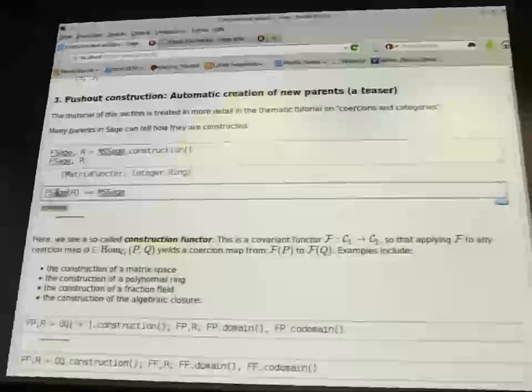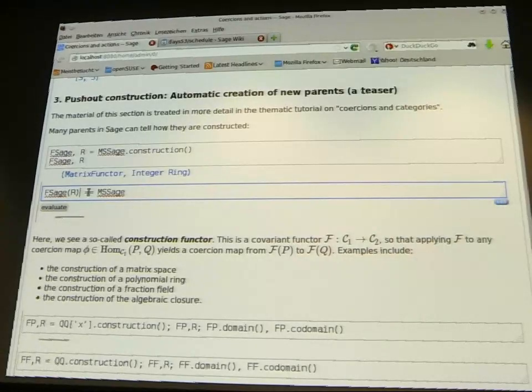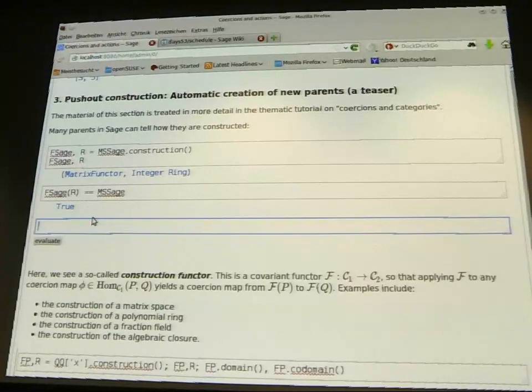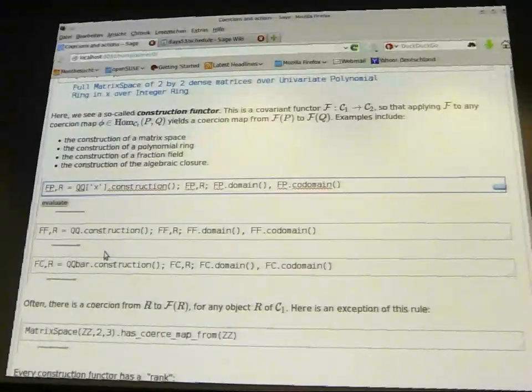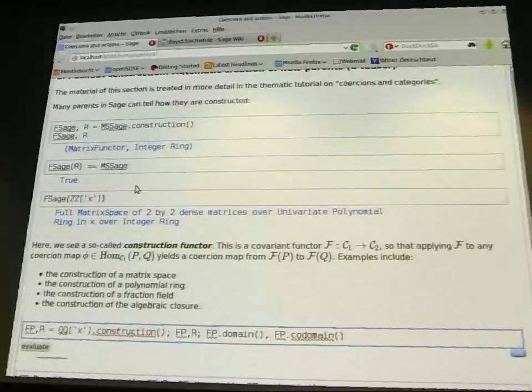So if you apply this functor to the base ring, then you recover the original ring, but you could also apply the same functor to a different base ring, for example to some polynomial ring, and you would again get a matrix space, in Sage's implementation of course, over the univariate polynomial ring. So and this is called a construction functor. So what is this? First of all, it is a covariant functor from one category to another. Here in our example, we have a functor from the category of rings to the category of modules, if it is non-square, or to the category of algebras, if it is square matrices.